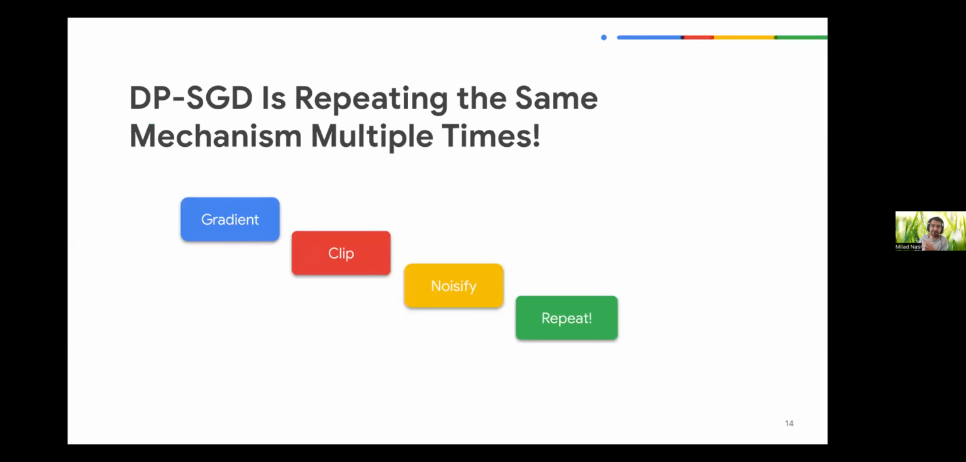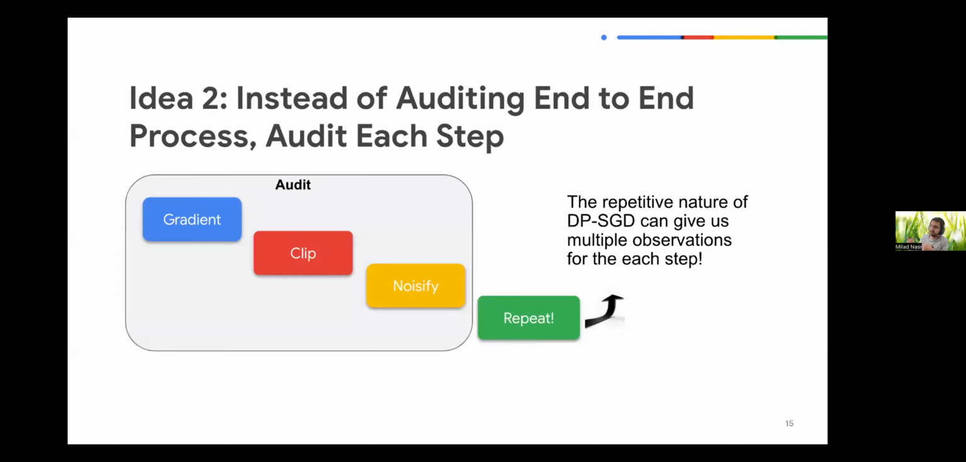You take a gradient, clip, add noise, and then repeat this for multiple batches of the data. So instead of repeating the whole DP-SGD mechanism multiple times, we can use the repetition of the algorithm to get multiple observations. Instead of auditing the whole end-to-end process, if we have access to the intermediate steps, we can just audit one single step of this algorithm. And since this algorithm is just repeated multiple times, we can estimate the overall privacy guarantee. So there are two main ideas that we use to improve the difficulties of doing auditing. One is using the trade-off function, and the other is that instead of auditing the end-to-end, we can audit each step individually.